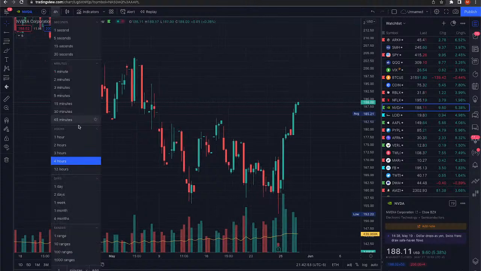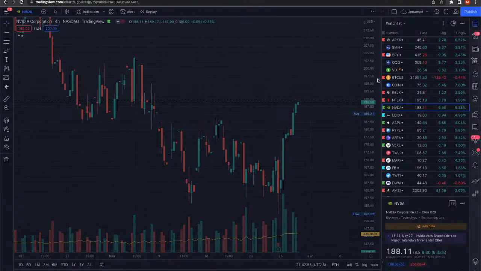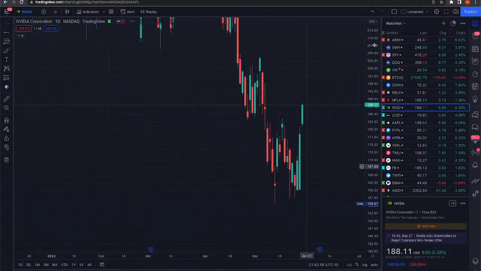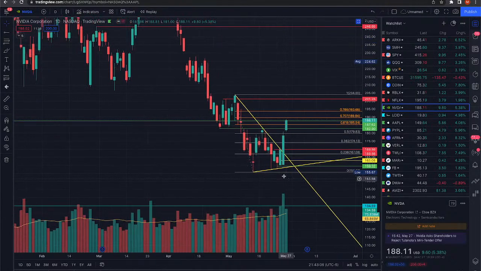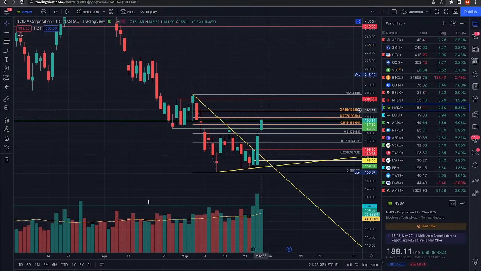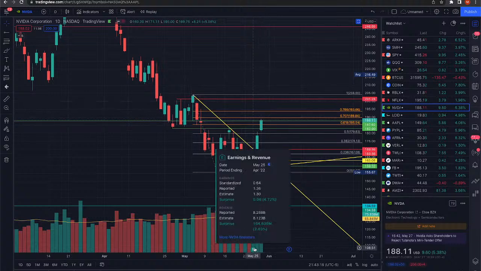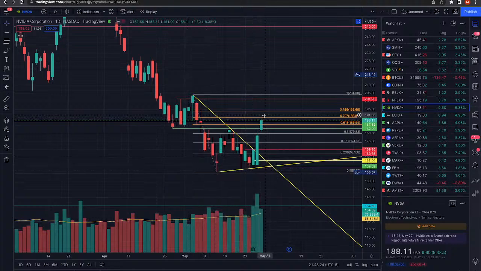So Nvidia had this nice wedge pattern, just like the one I just showed on Bitcoin. You guys can see it there, and it just broke above, right? Nice two days. And I think this one could continue up. I mean, the earnings was good. In general, I think NVDA is a pretty strong company, so I'd like to catch some calls.